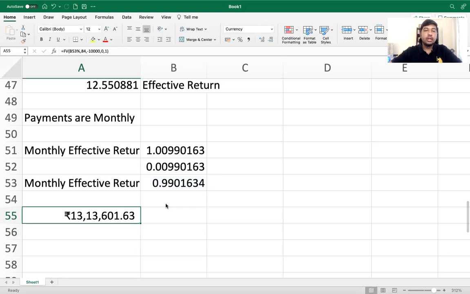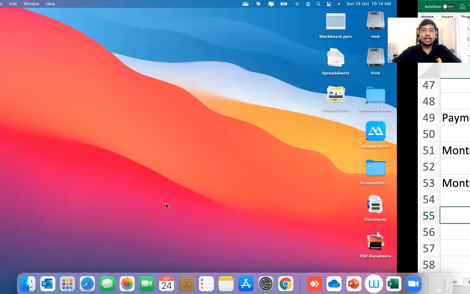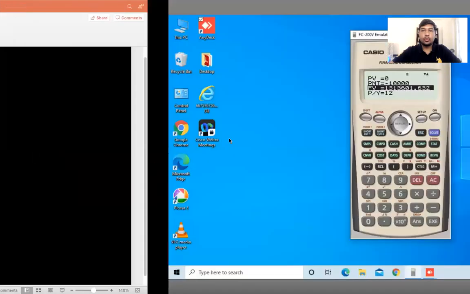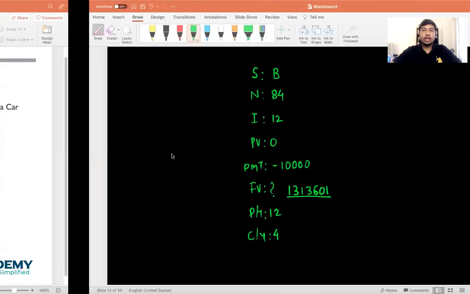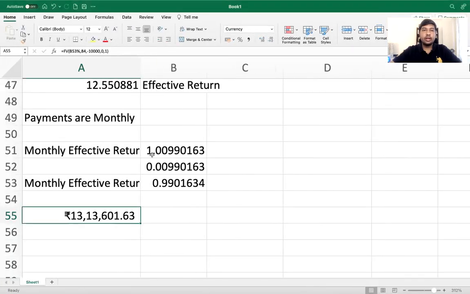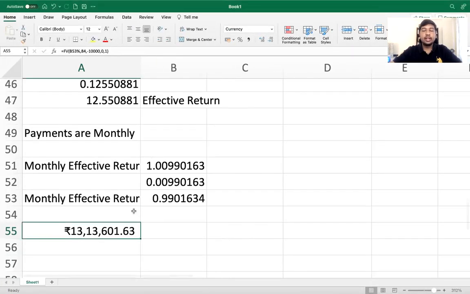When you do that, you get this answer. That is 13,13,601.63, which is exactly matching with what you have in the calculator. Now, assuming you don't do any of such adjustments, then your answer will be something incorrect.